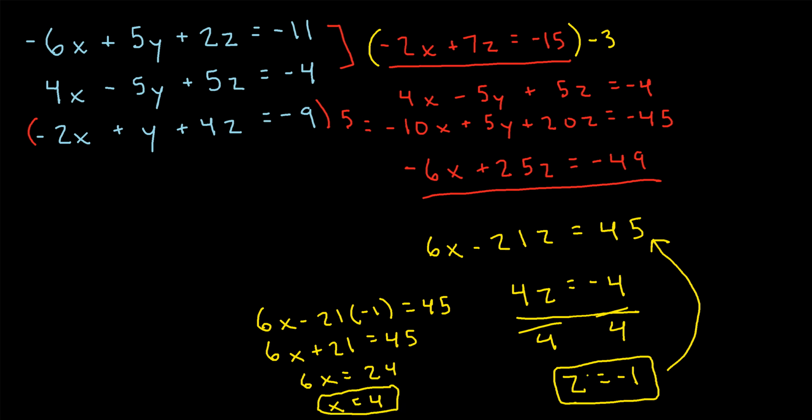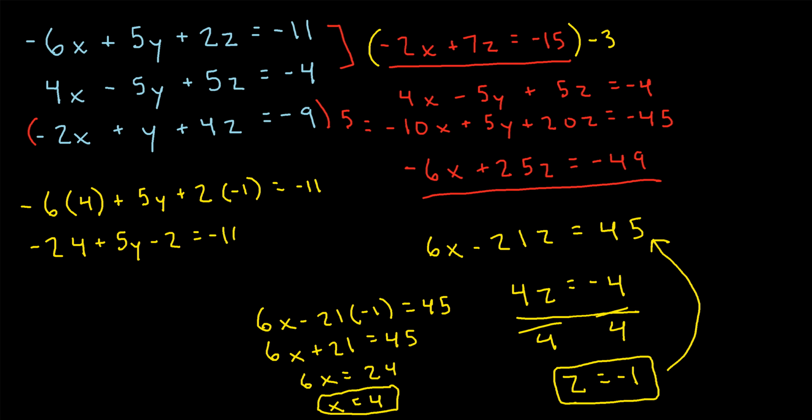So we now know z and we know x, so we can plug the z and the x values into any of these original equations and solve for y. So for example, let's plug into this first equation here. So we have negative 6 times x we found was 4, plus 5y, plus 2 times z we found is negative 1, is equal to negative 11. So we get negative 6 times 4 is negative 24, plus 5y. 2 times negative 1 is negative 2, is equal to negative 11.